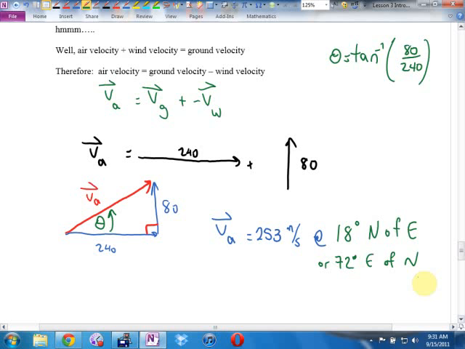So how do we subtract vectors? We don't. We add the opposite. How do we add vectors? Tip to tail.